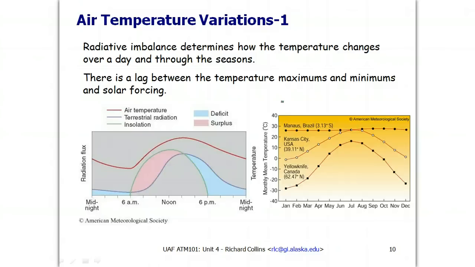Seasonal variations work in the same way, with a lag where warmest temperatures are found in July and coldest temperatures in January, even though the sun is highest in the sky in June and lowest in the sky in December. The seasonal variations are, as expected, greatest at high latitudes.